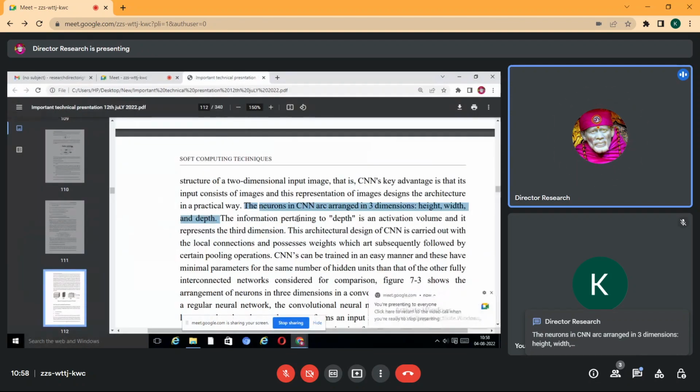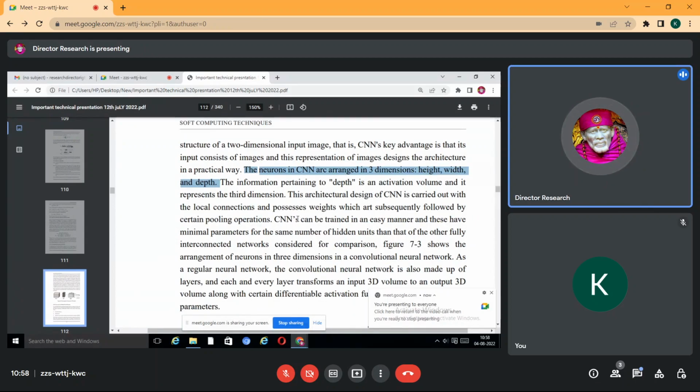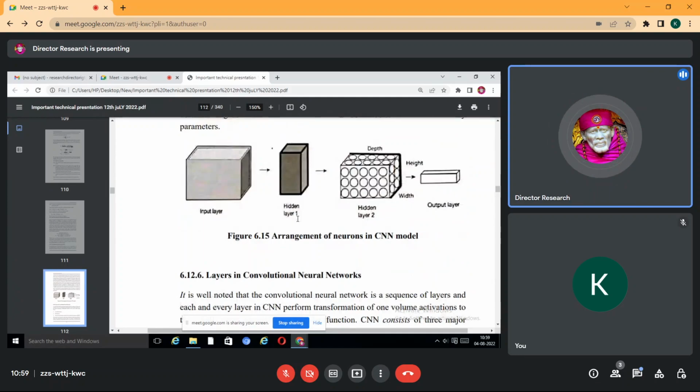Coming to the neuron, the information penetrating to depth is an activation volume and represents the third dimension. The architecture is designed with local connections and possesses weights, which are subsequently followed by pooling operations. The figure shows the input layer, hidden layer 2, depth, width, height. You can observe the diagram. Just see the diagram very clearly: arrangement of neurons in a CNN model. Okay, just examine the diagram.